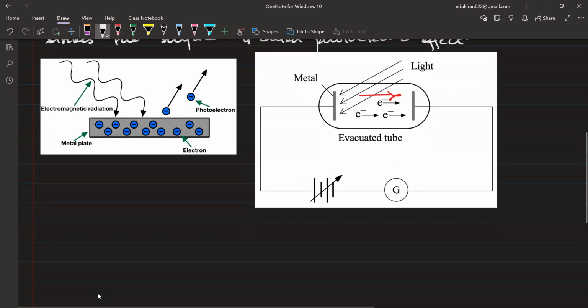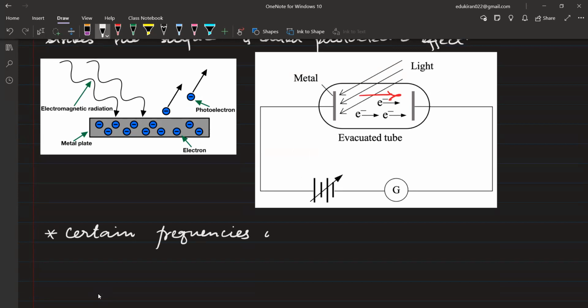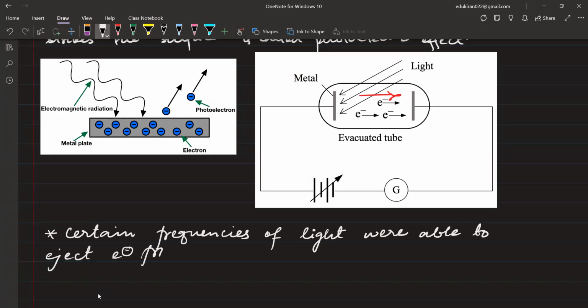Certain frequencies of light are able to eject electrons from a metal surface. This was seen.